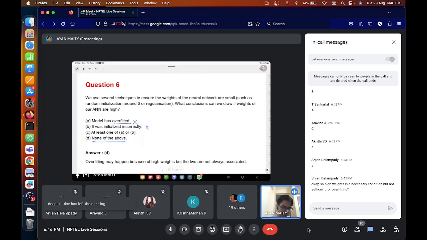Srijan is saying, okay, so high weights is a necessary condition but not sufficient for overfitting. So there is no correlation between overfitting and high weight values. Overfitting doesn't mean it would have high weight values, and high weight values also don't mean it might overfit. So there is no association between overfitting and high weight values, because the definition of overfitting is completely different from high weight values.